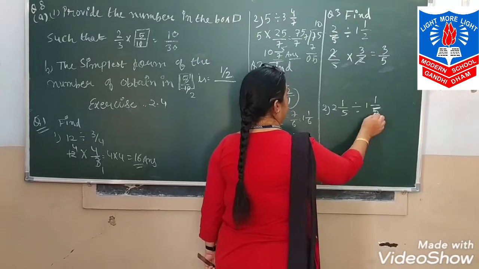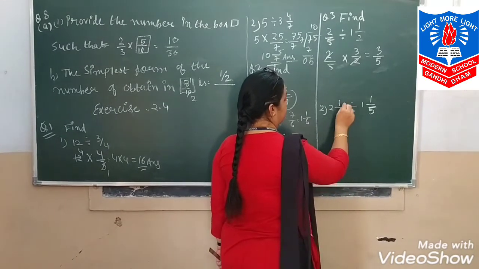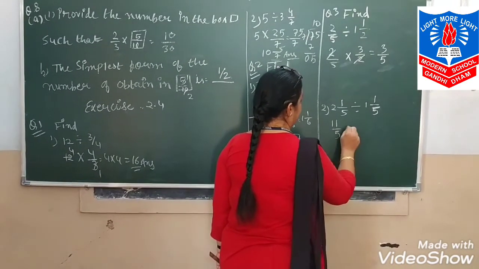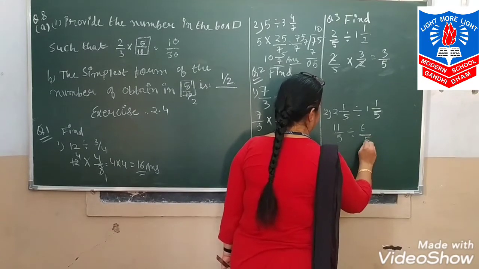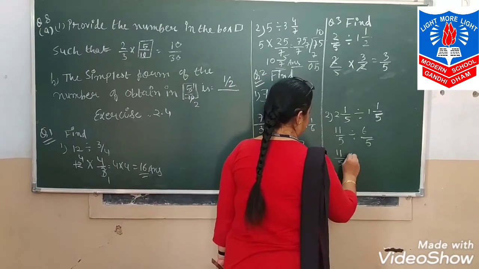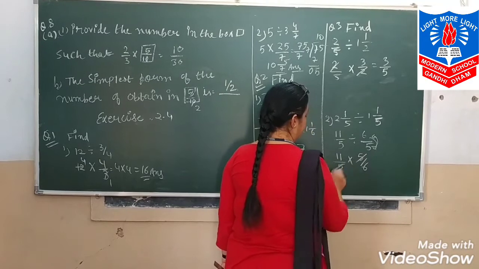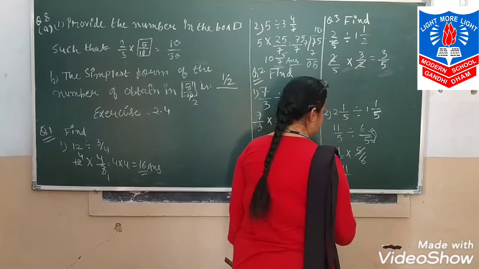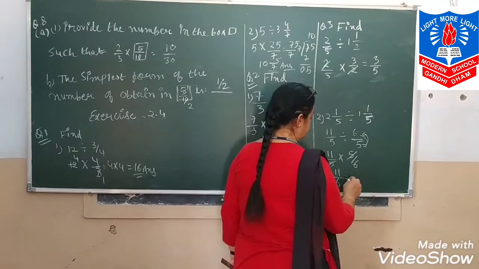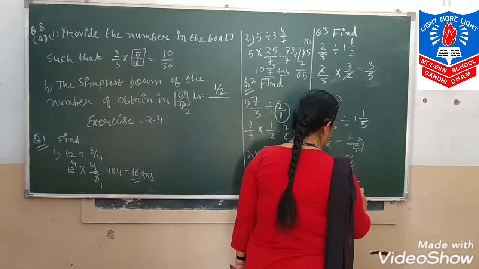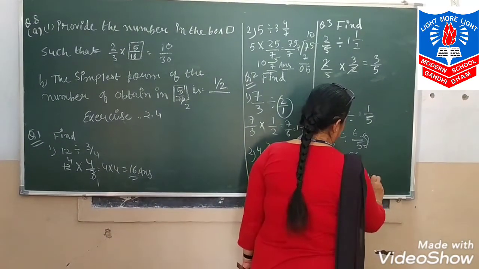Here both fractions are given as mixed fractions, so first we convert them into simple fractions. 5 twos are 10, 10 plus 1 is 11 by 5. 5 ones are 5, and 6 by 5. 11 by 5, multiply, reciprocal, so 5 by 6. 5 cancels. 11 upon 6 is an improper fraction, so we can convert it into a mixed fraction. 6 ones are 6. So the answer is 1 integer 5 by 6.